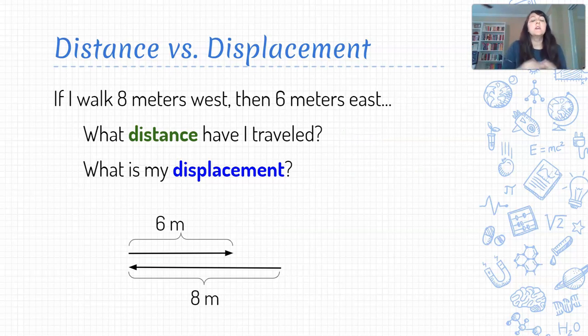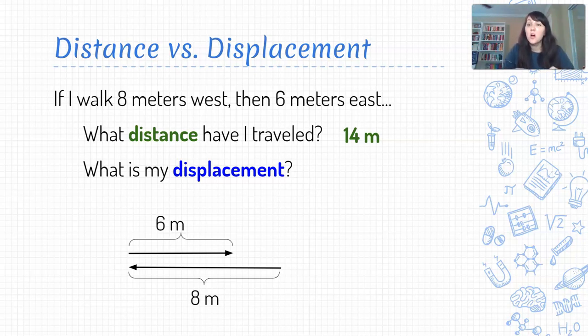Woo! All right, so say this time I walk 8 meters to the west, and then I get distracted, I realize I forgot something, and so then I walk back 6 meters to the east. Right? Now, what distance have I traveled? My distance, still 14 meters. That's still the total length that I have traversed here. But my displacement now is a little bit different.